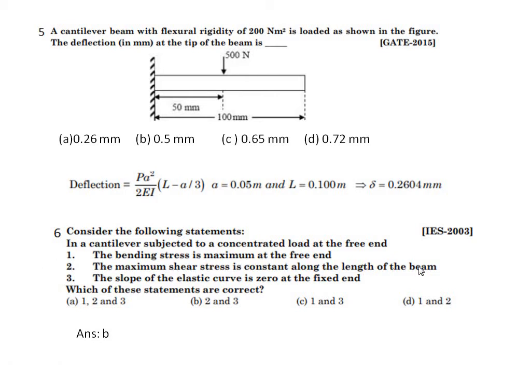So always the maximum shear stress will be constant all along the length of the beam, and the slope of the elastic curve is 0 at the fixed end. You know that at the fixed support, there is no deflection and the slope is 0. So the answer B is the right thing.